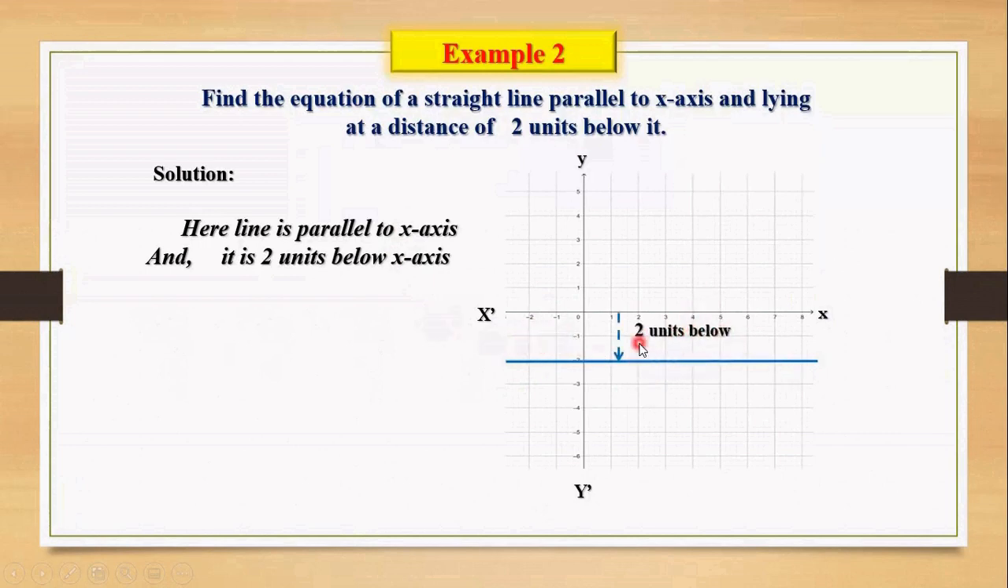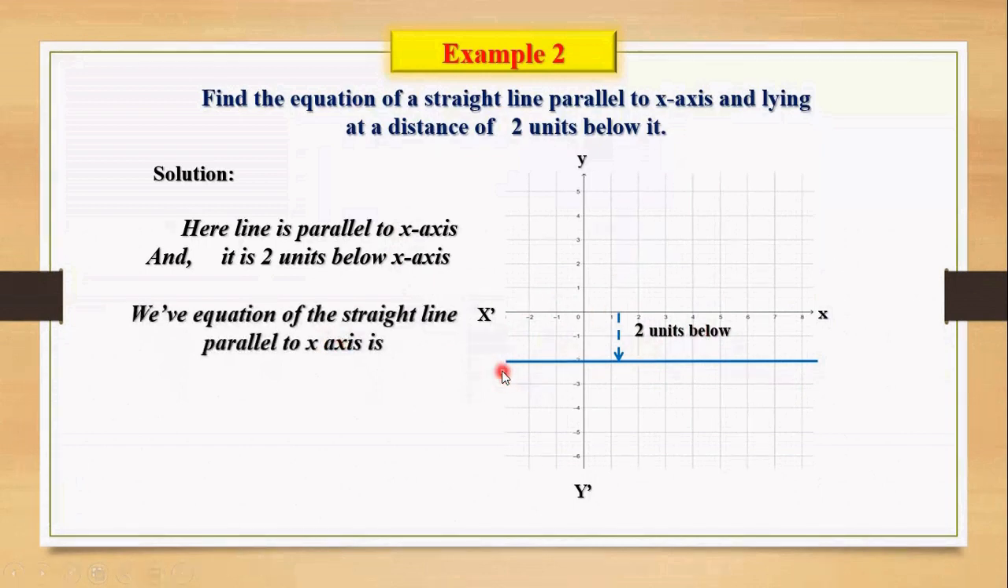Now, this is the value of b. Since it is 2 units below, the value of b will become -2. We know that the equation of a straight line parallel to x-axis is y equals b. But here, the value of b is -2. As it lies below the x-axis, it will take a negative sign. So b equals -2.